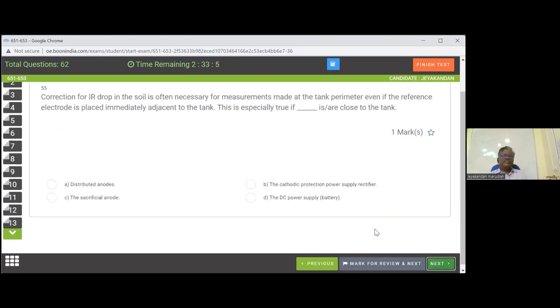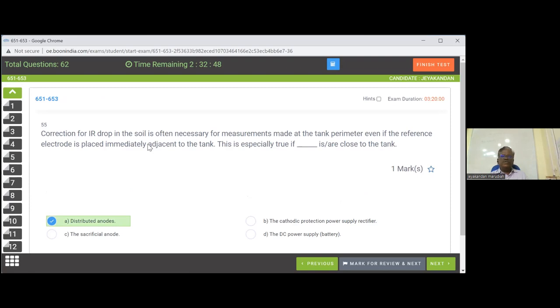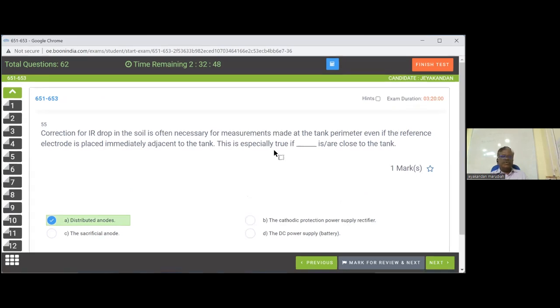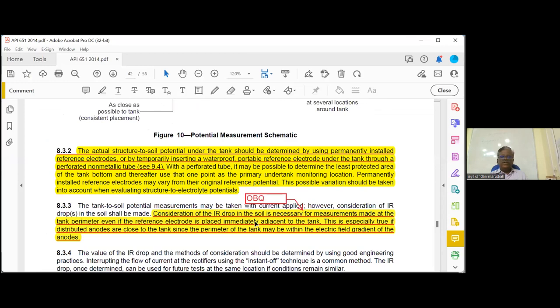Next. Correction for IR drop in the soil is often necessary for measurements made at the tank perimeter. Then the reference electrode is placed immediately adjacent to the tank. This is a specific rule. Distributed anodes, where is it given? Correction for IR drop, 8.3.3. Especially where distributed anodes are close.